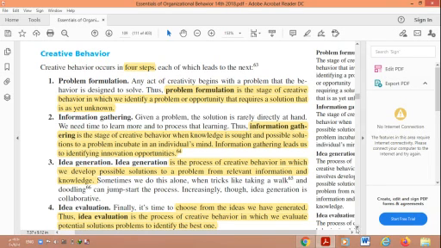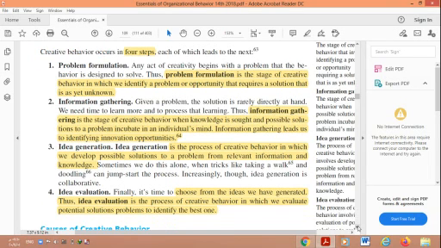The last stage, which is related to idea evaluation, it is the time to choose from the ideas we have generated in the previous step. Idea evaluation is the process of creative behavior in which we evaluate the potential solutions to identify the best one.